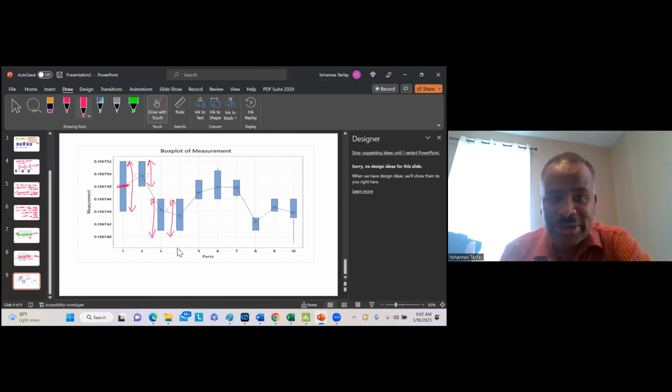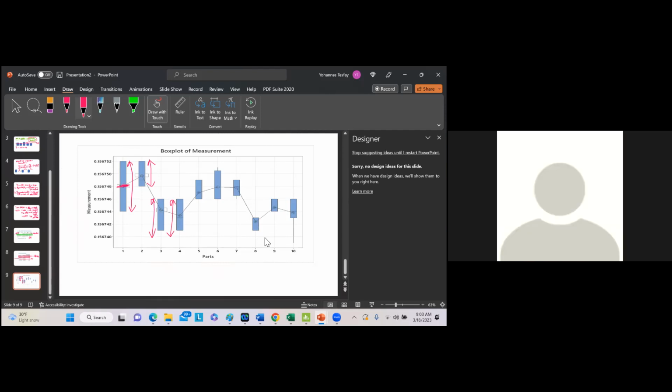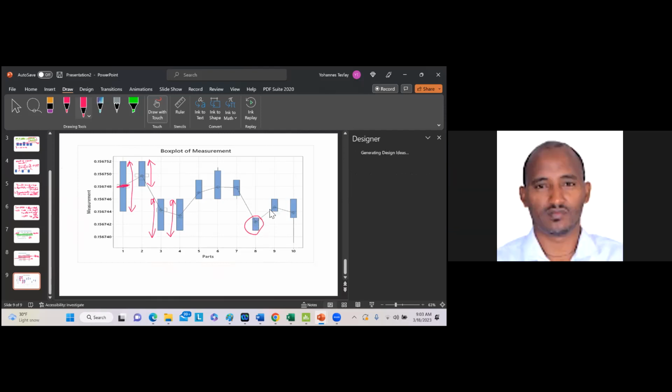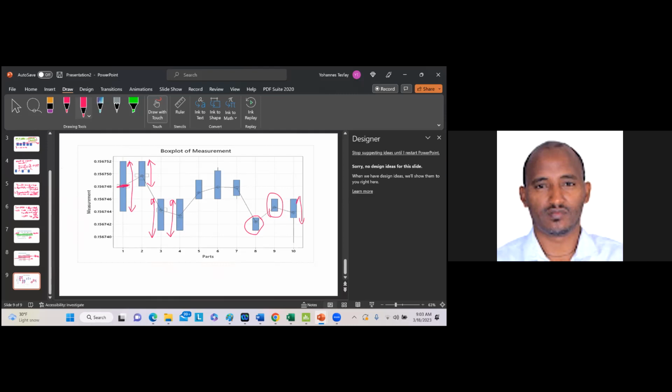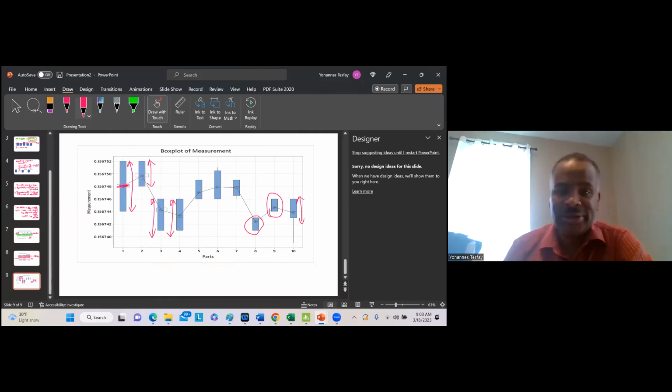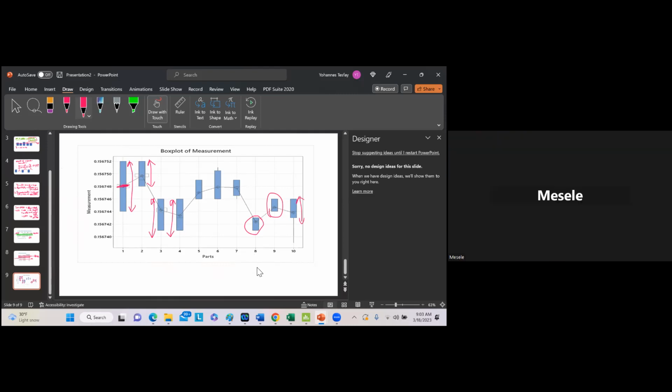Part to part variation, all these are part to part variation. Which one is measured precisely here? Which part is measured precisely? Part 8. These two, the others are going to show you a lot of variables, a lot of variables.